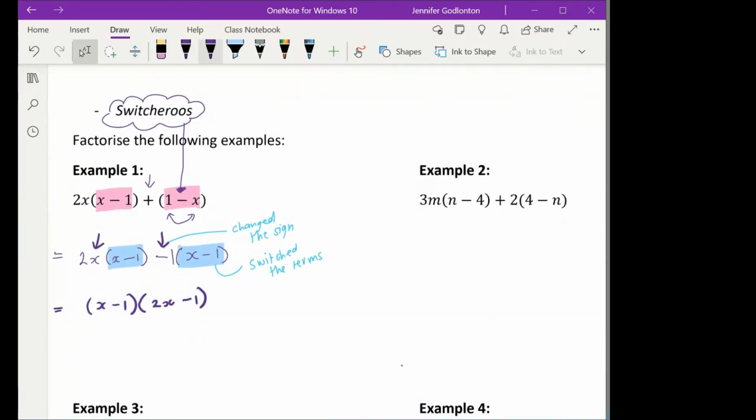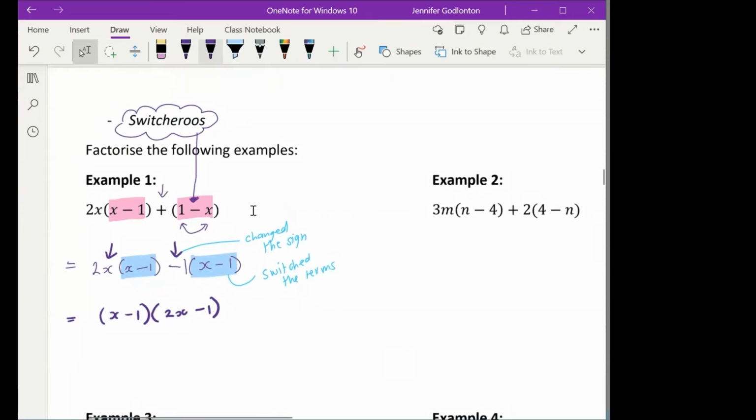Try example 2 for me, please. Try and follow the steps we did in example 1.